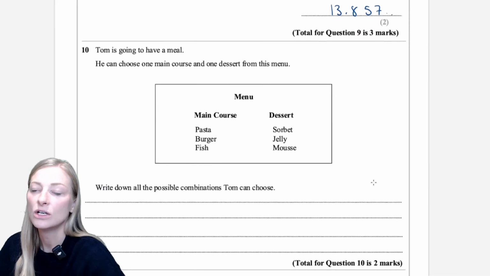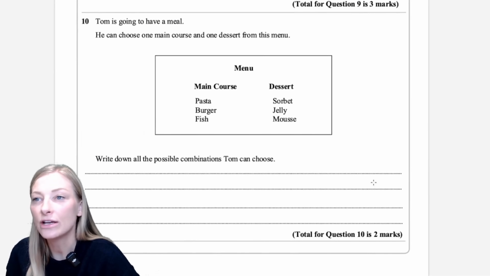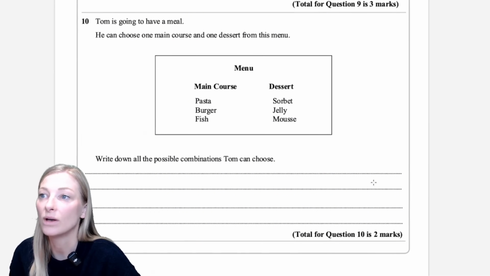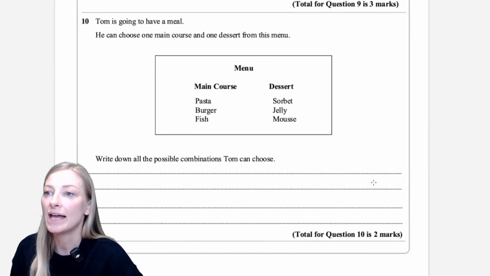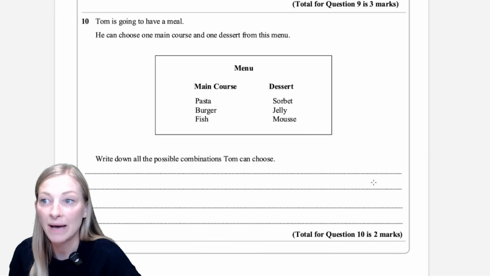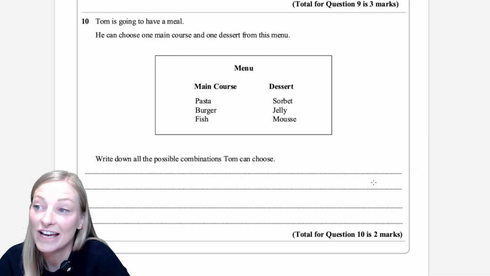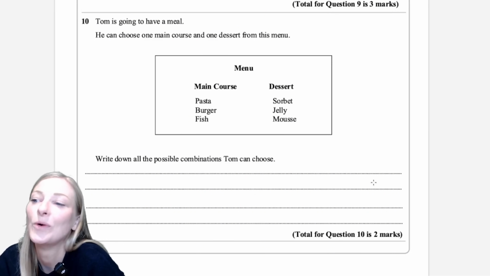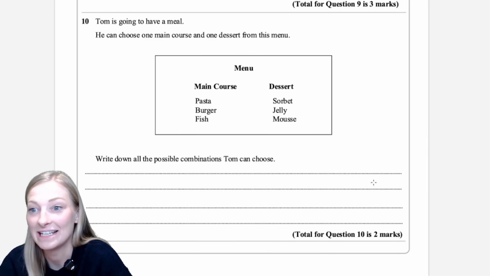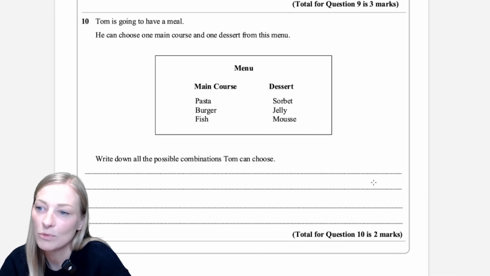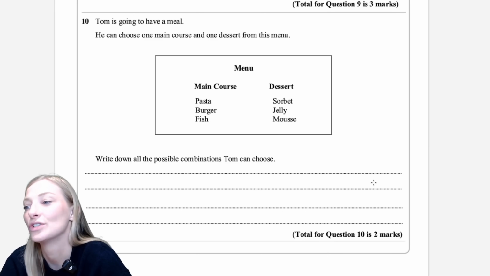Question number 10. Tom is going to have a meal. He can choose one main course and one dessert from this menu. And the menu is, main course is pasta, burger or fish. And for dessert, it is sorbet, jelly or mousse. Write down all the possible combinations Tom can choose.